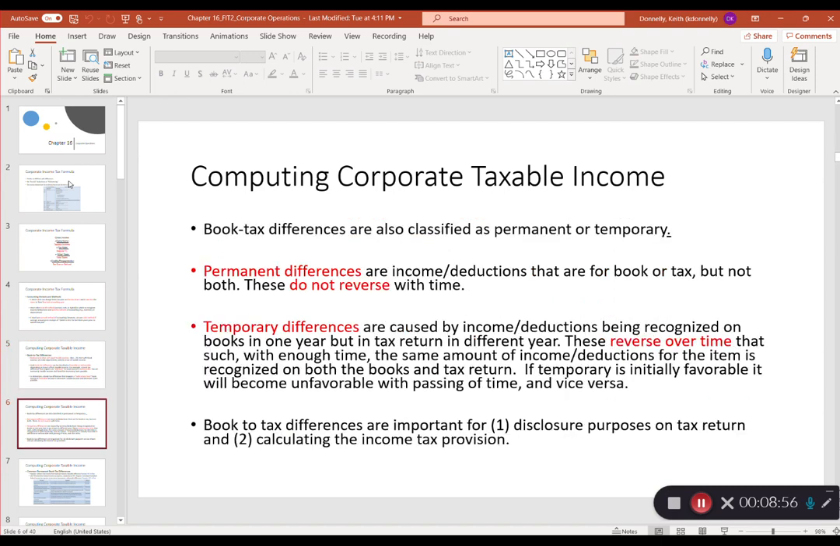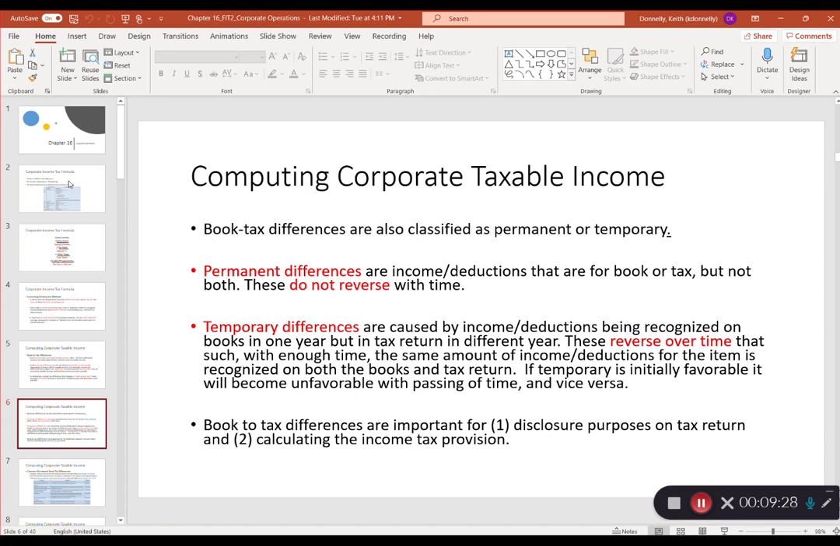So at a high level, we said book income does not equal tax income. We have to make adjustments to get there. And we said those adjustments, one way we could classify them is if they're favorable or unfavorable. Another way we can classify these adjustments would be whether they're permanent or temporary. Now, a permanent difference or permanent adjustment does not reverse over time, whereas a temporary difference does reverse over time.